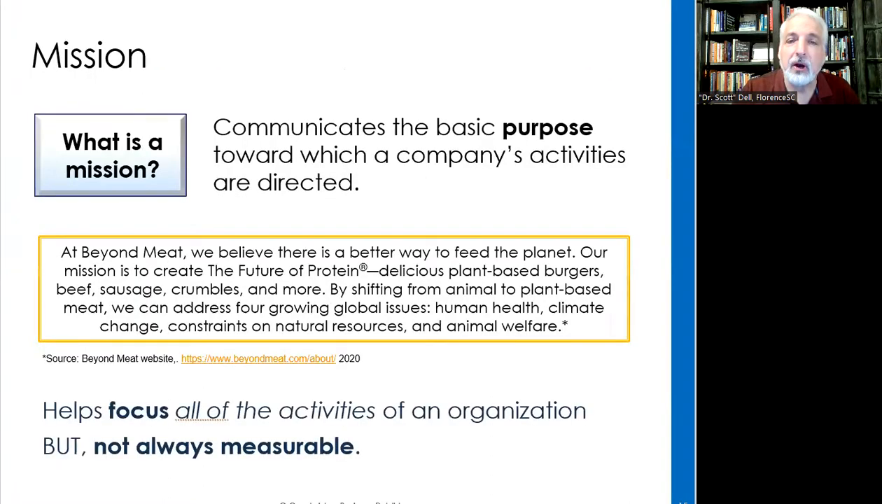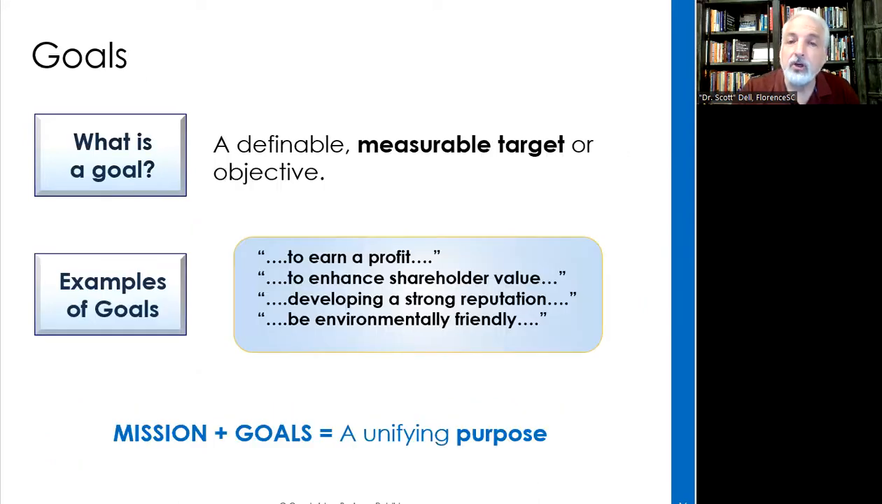So if we're talking about mission, mission is purpose. We're helping focus the activities of the organizations. And it all goes back to the mission. But mission is not just about dollars, not just about profits, and it is about direction. We can't always measure it. How about a goal? A goal is measurable, it's definable, and a target that we can track and we can attain, and then we can measure against to see if we are getting what we want based on the goals.